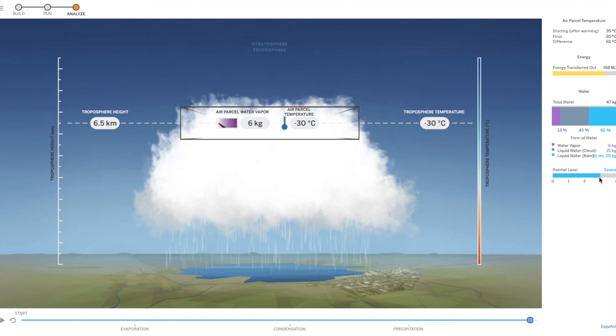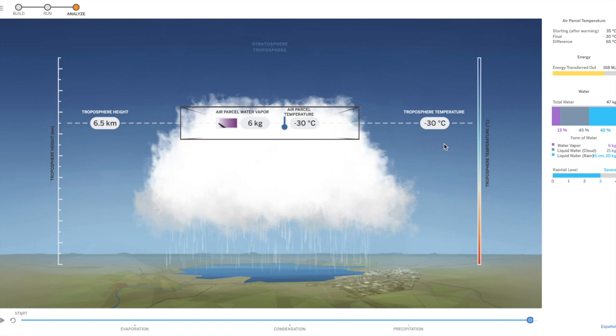I want you to record these temperatures into your notebook. You're going to have to record that the particle goes to 6.5 kilometers. The temperature is -30 degrees. The starting air temperature was 35 degrees and the final was -30, and the difference between them is 65, and the energy transfer out is 168 megajoules. If you didn't catch all that, that's okay, because I'm going to put the information onto a slide.